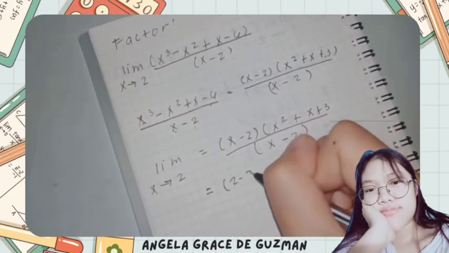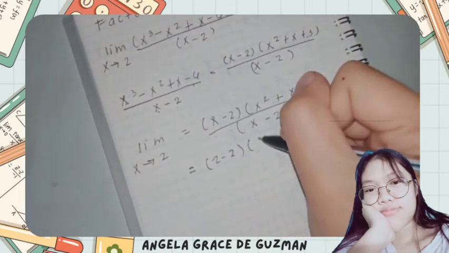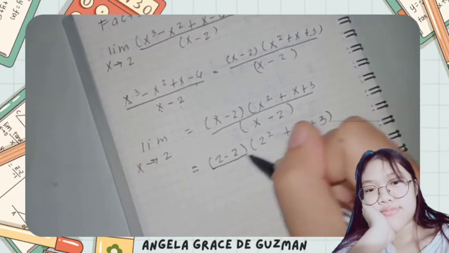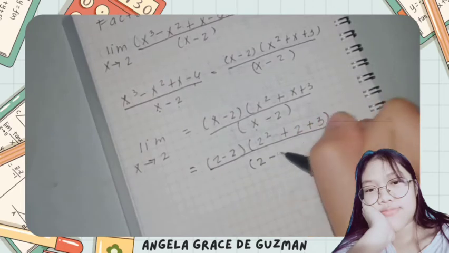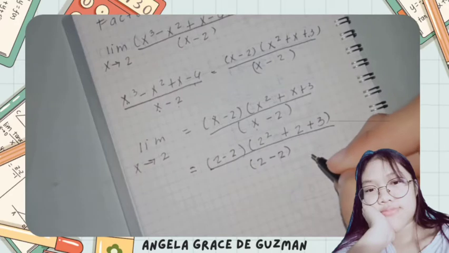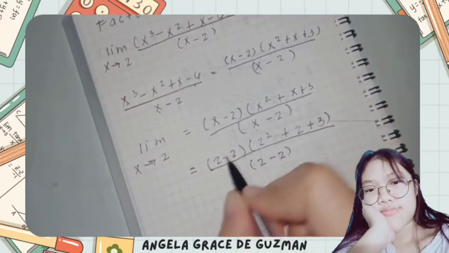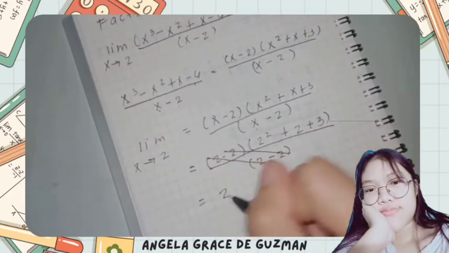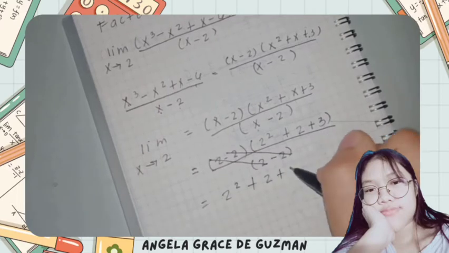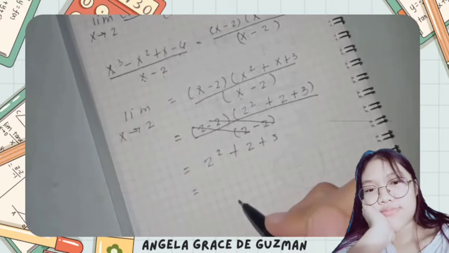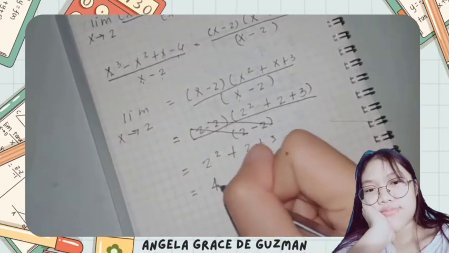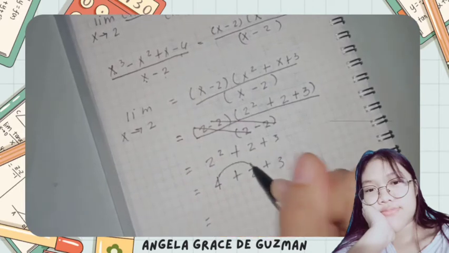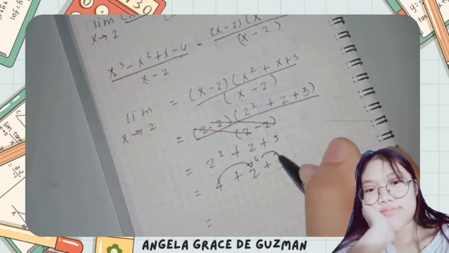So, magiging 2 minus 2 and 2 squared plus 2 plus 3. Then, over, ito rin, 2 minus 2. So, dito, para hindi na tayo mahirapan, cancel natin yung etong 2 dahil pareha sila. Para hindi natin pahirapan yung susunod natin na gagawin. And then, ang natira na lang is 2 squared plus 2 plus 3. And then, 2 squared is equal to 4 plus 2 plus 3. And then, pag-add lang natin to. 4 plus 2 is 6 and 6 plus 3 is 9.